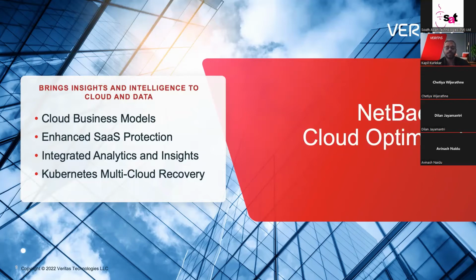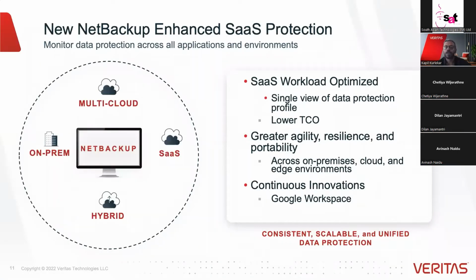The cloud optimized features in NetBackup include the new agile cloud business model, integrated SaaS application data protection, integrated analytics and insights, and provides crucial capabilities for Kubernetes as well, right? So let's just look at this. Cloud native data protection capabilities. Again, application is now available with NetBackup from a single console. Customers, as yourselves and your administrators, can monitor data protection across all of their applications, thereby lowering their complexity, the risk, and the TCO as well, right?